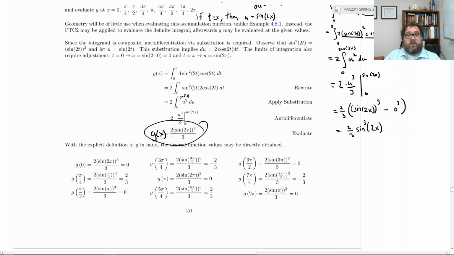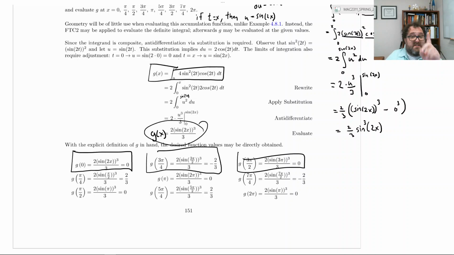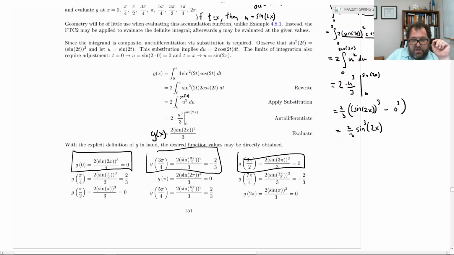What we're doing now, basically, one way to think about this is, if I wanted to evaluate g of 0 and then g of 3/4 pi and then g of 3/2 pi, I could individually do 9 different definite integrals and get all these answers. But why would I want to do 9 definite integrals? Because instead, you can figure out the exact definition of g, which is right there, and then just plug in all your x values.